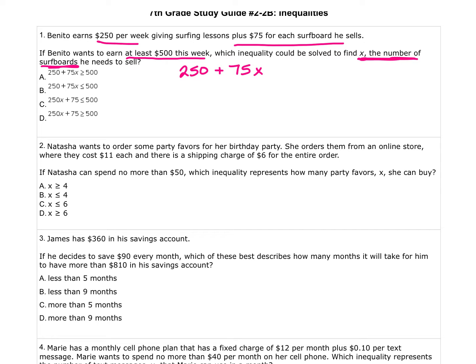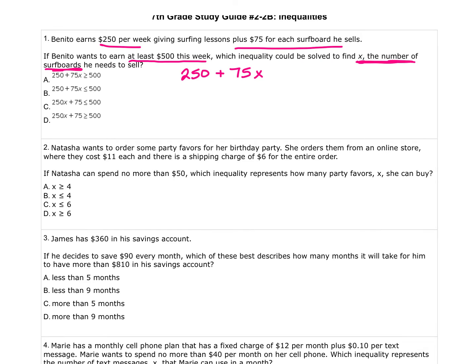And then we are told he wants to earn at least $500. So that means that he could earn more than $500 or equal to $500. So greater than or equal to $500. So that's answer choice A. Be careful, B looked a lot like it, but the symbol was backwards.